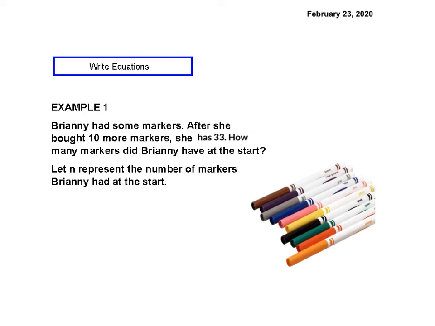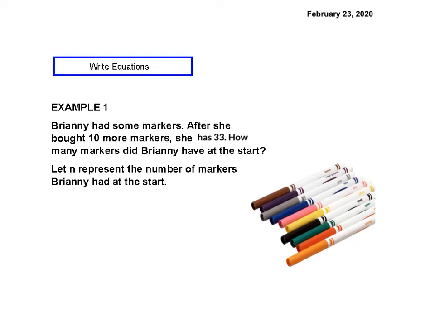Okay, today we are going to learn how to write equations. Previously, we reviewed how to write expressions. Now we're taking it a step further and writing equations. The difference between an equation and an expression is simply the fact that an equation has an equal sign and an expression does not. Let's get started.